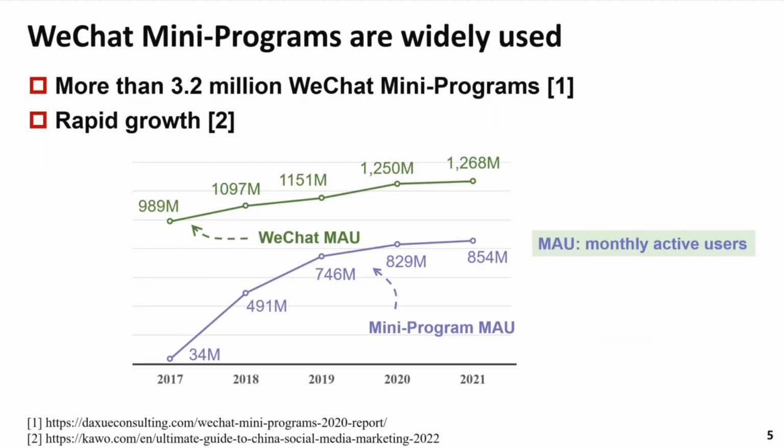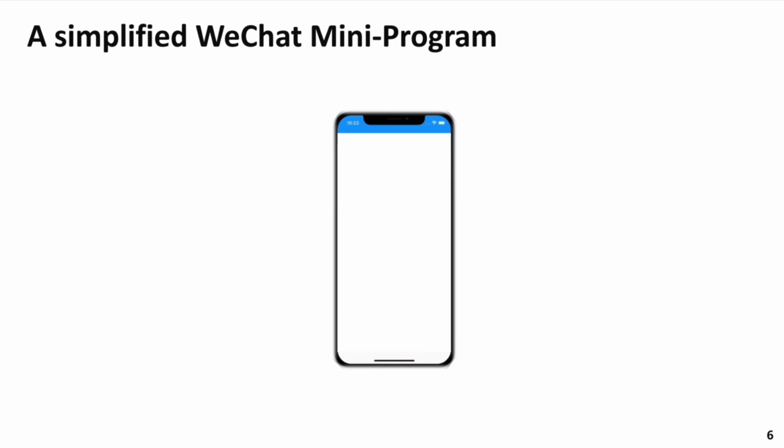Mini programs were launched in 2017 and have grown significantly within a very short period of time. Now there are more than 3 million WeChat mini programs on the market. From the figure, we can see that a huge percentage of WeChat users are active on mini programs.